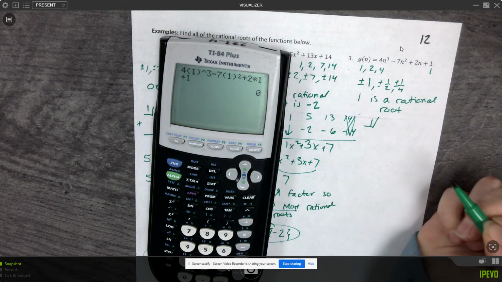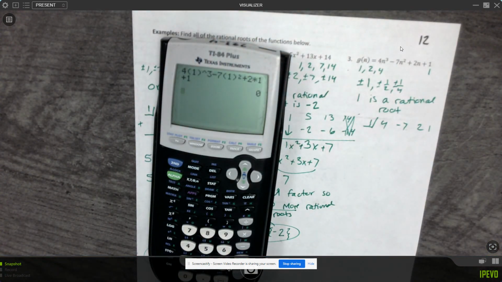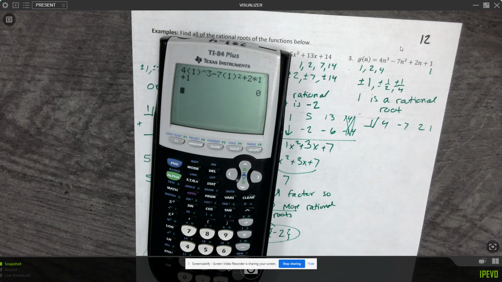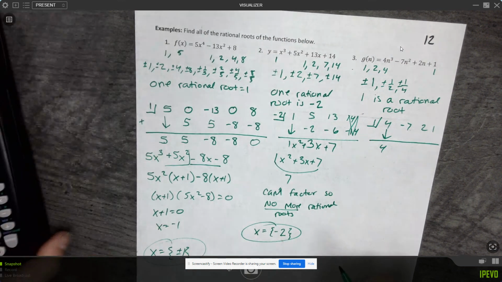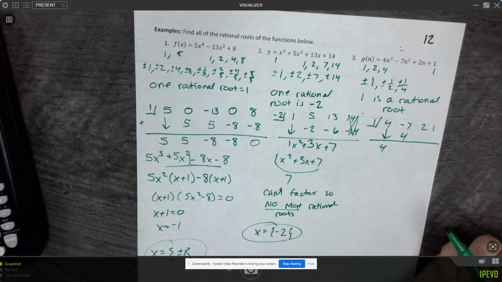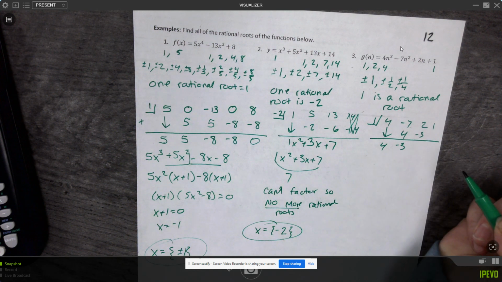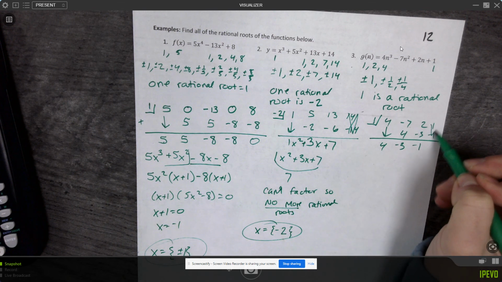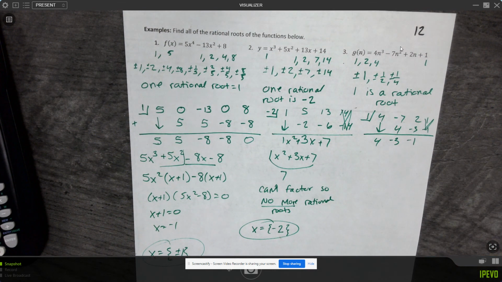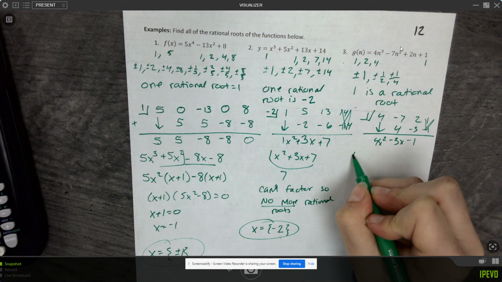So then I'm going to do my synthetic division. My coefficients are 4, -7, 2, and 1. Once again, I'm not missing anything. I have a 3, a 2, and a 1, and a 0. Bring down your first one. 1 times 4 is 4. -7 plus 4 is -3. Notice that's -3, not positive. 1 times -3 is -3. 2 minus 3 is -1. And 1 times -1 is -1, which then those cancel, which they're supposed to because 1 was a rational root. So this now becomes 4x squared minus 3x minus 1.